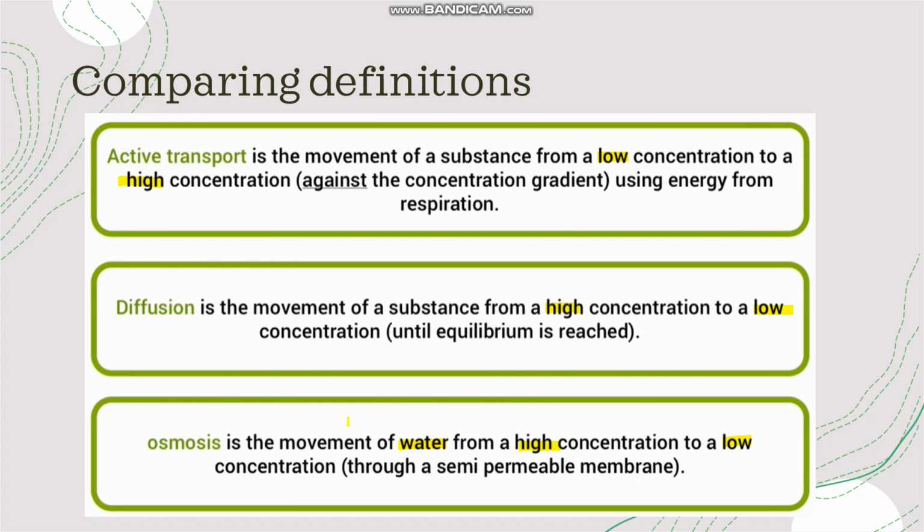Diffusion is just the movement of substances like particles in air and other substances from an area of high concentration to an area of low concentration, and osmosis is the movement of water from an area of high concentration to an area of low concentration.